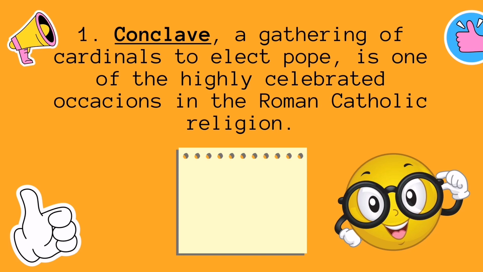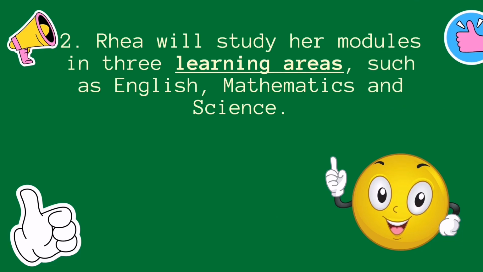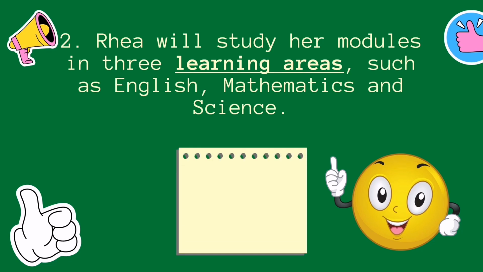And the correct answer is definition. Conclave means a gathering of cardinals to elect Pope. Number 2. Rhea will study her modules in 3 learning areas, such as English, mathematics, and science. So is it a star for definition, heart for exemplification? Learning areas is an example of exemplification. Very good.